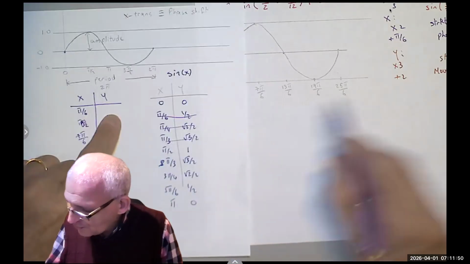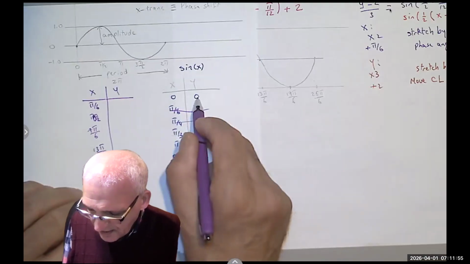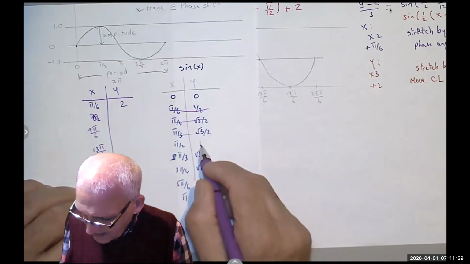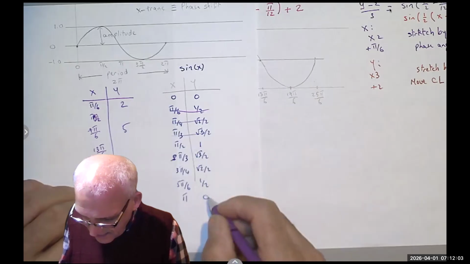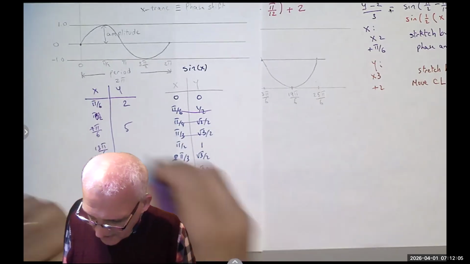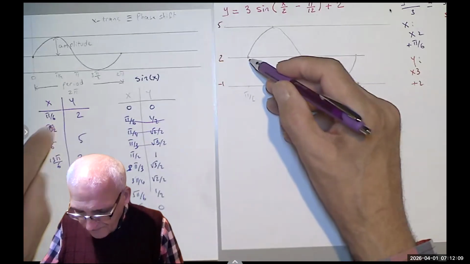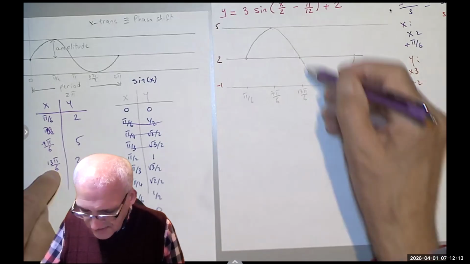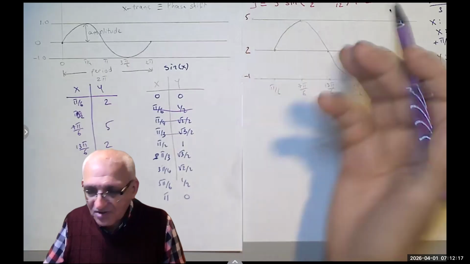When I go to the y, I multiply by 3 and then add 2. Multiply by 3, the 0 stays 0, plus 2 is 2. Multiply by 3 is 3, and add 2 is 5. Multiply by 3, it's still 0, and then you get 2. So you can see pi over 6 is 2, 7 pi over 6 is 5, 13 pi over 6 is 2, and you can create a table which you don't really need.